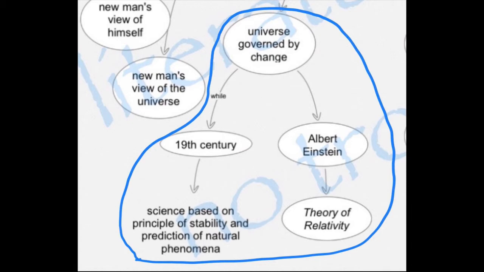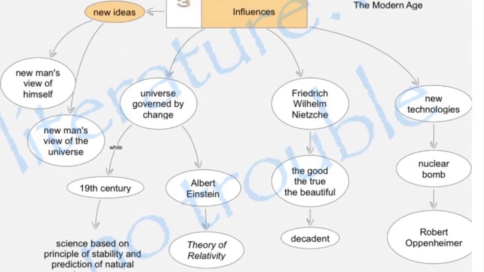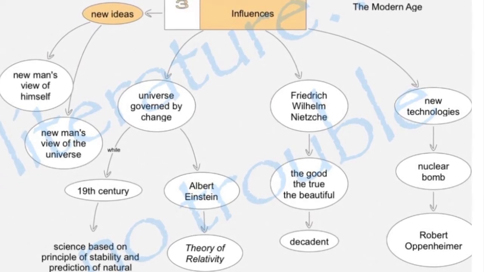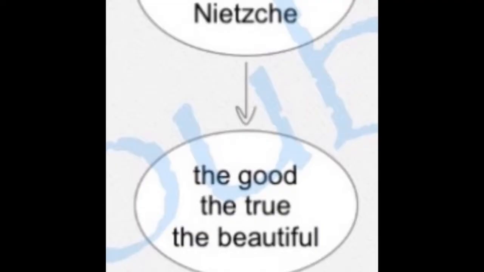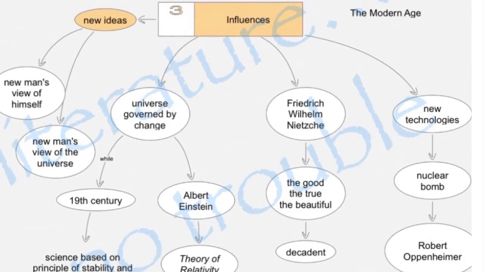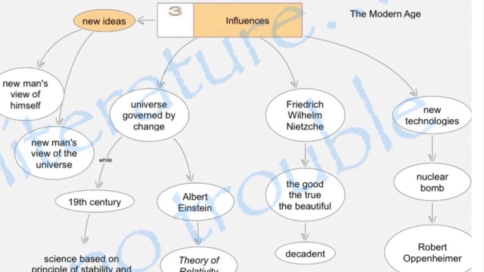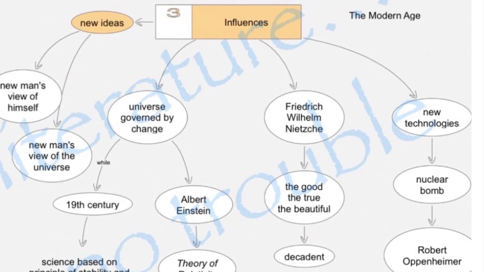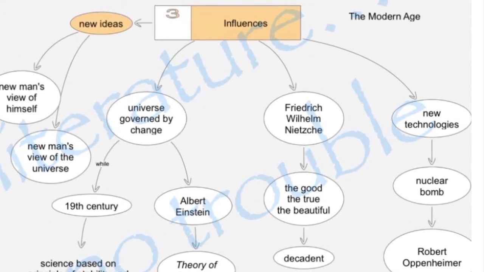Now, they understand that the universe is ruled by change, thanks to scientists like Albert Einstein and his theory of relativity. In terms of philosophy, Friedrich Wilhelm Nietzsche made a significant contribution. His understanding of abstract qualities such as the good, the true, and the beautiful altered the way people thought at the time. According to him, these categories are decadent and only exist in democracy as means of leveling differences.